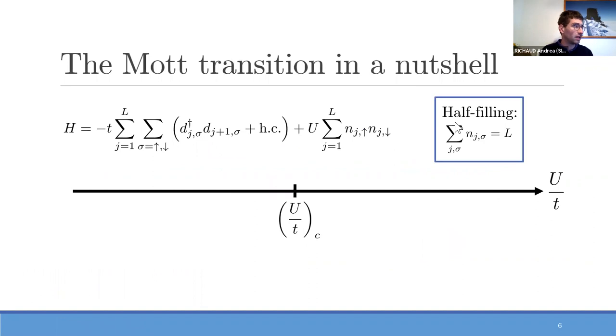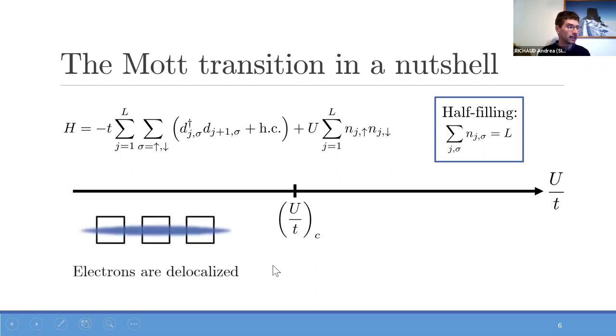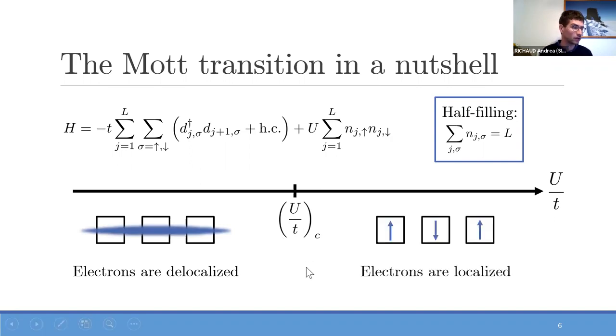The well-known phase transition that occurs in this model is the metal-Mott transition. That means that if you are at half filling, meaning that the number of fermions is exactly equal to the number of lattice sites, then at low values of U over t, the kinetic term prevails and electrons are delocalized in the lattice, while at high values of U over t, electrons get localized and the system is insulating, in spite of the fact that traditional band theory would predict a metallic behavior.